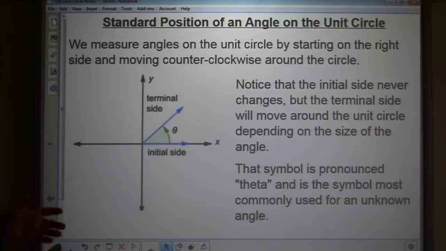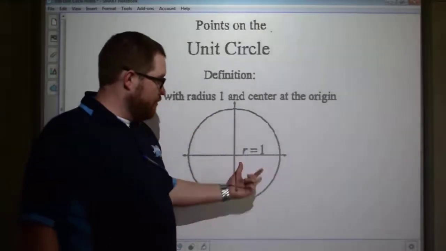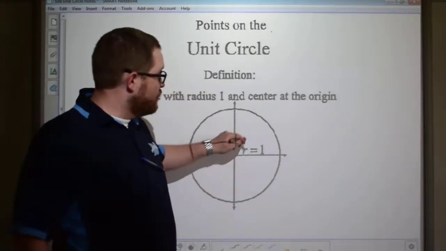Okay? Standard position. So as you can see back here, let me go back. This is what the unit circle looks like. It's just a circle with radius 1. There's going to be angles around this thing.